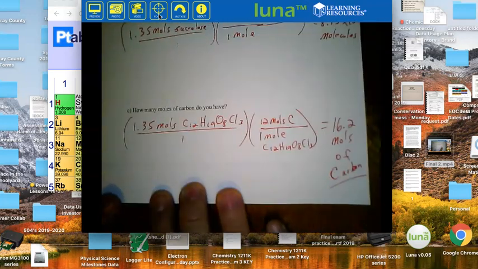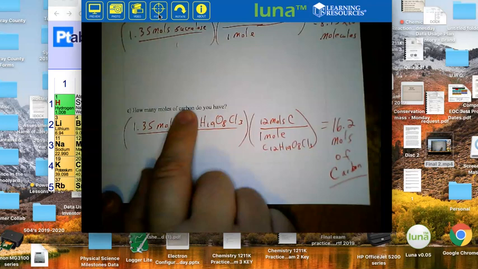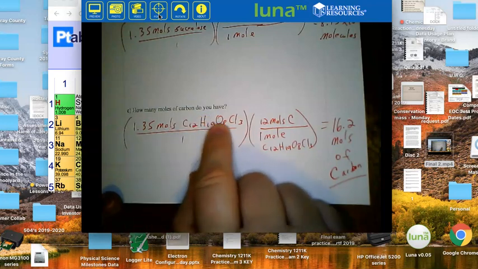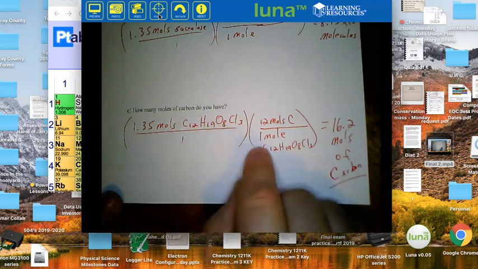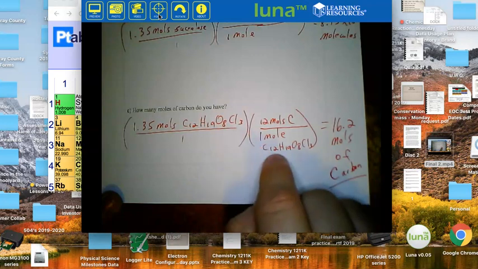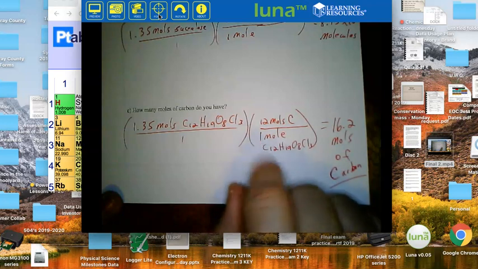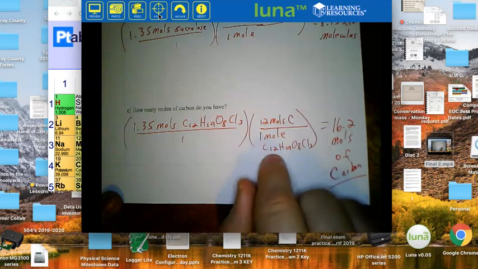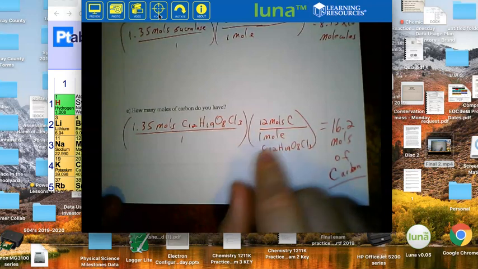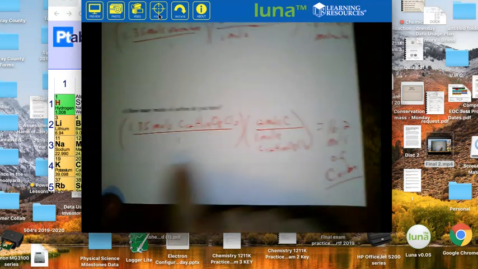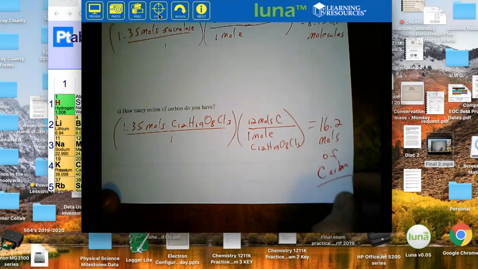And then part C, how many moles of carbon do you have? If I have 1.35 moles of sucralose, for every 1 mole, there's 12 moles of carbon. How do I know that? Well, there are 12 atoms, okay? In the molecules, there's 12 moles of carbon per mole of sucralose. And so, do the math, I get 16.2 moles of carbon.